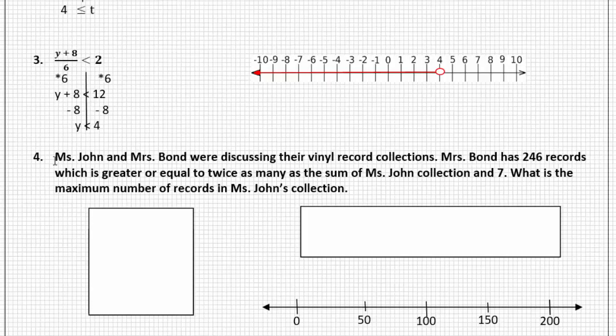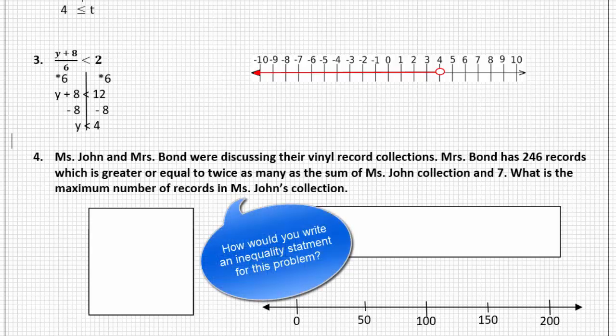For our fourth and final problem, here's a problem about Ms. John and Mrs. Bond, who are discussing their vinyl record collections. Mrs. Bond has 246 records, which is greater than or equal to twice as many as the sum of Ms. John's collection and 7. What is the maximum number of records in Ms. John's collection? So let's think.